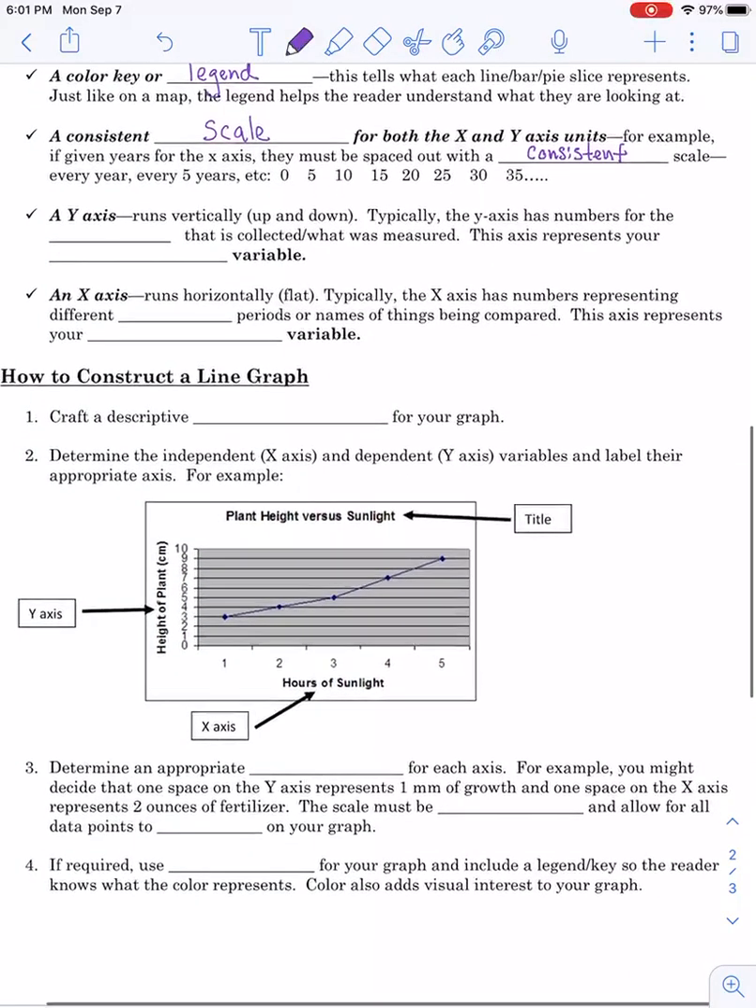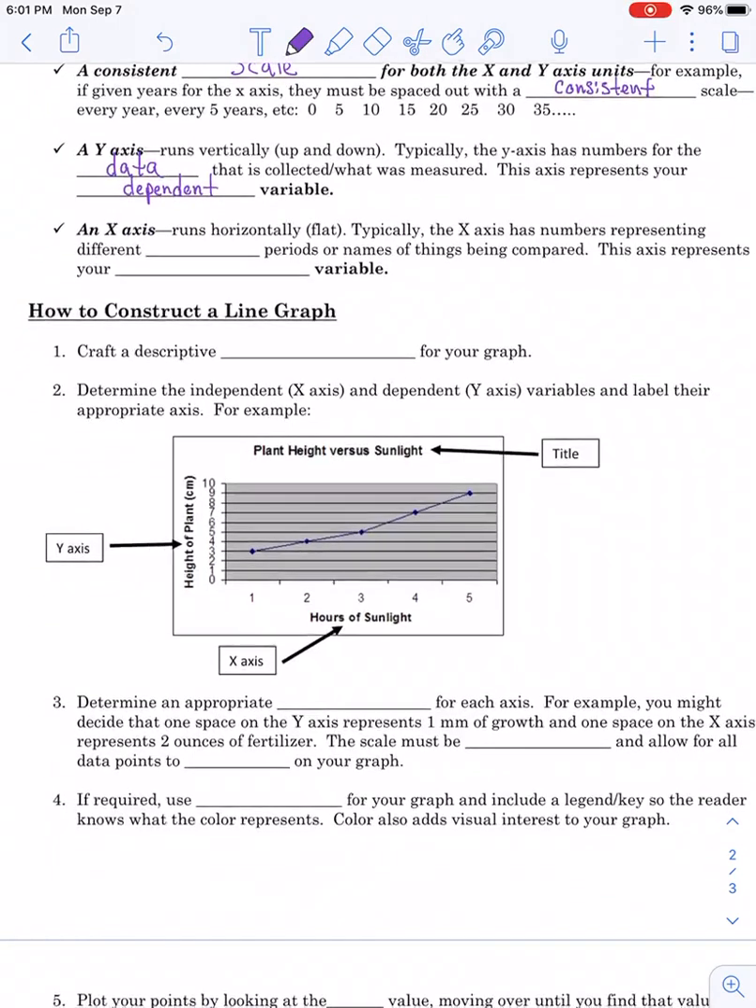Your graph needs to have an X and a Y axis, starting with the Y. The Y axis has numbers for the data that is being collected. This axis represents your dependent variable. Remember, D for data. The x-axis runs horizontally. Typically, the x-axis has numbers representing different time periods or the names of things being compared if it was a bar graph. This axis represents your independent variable.